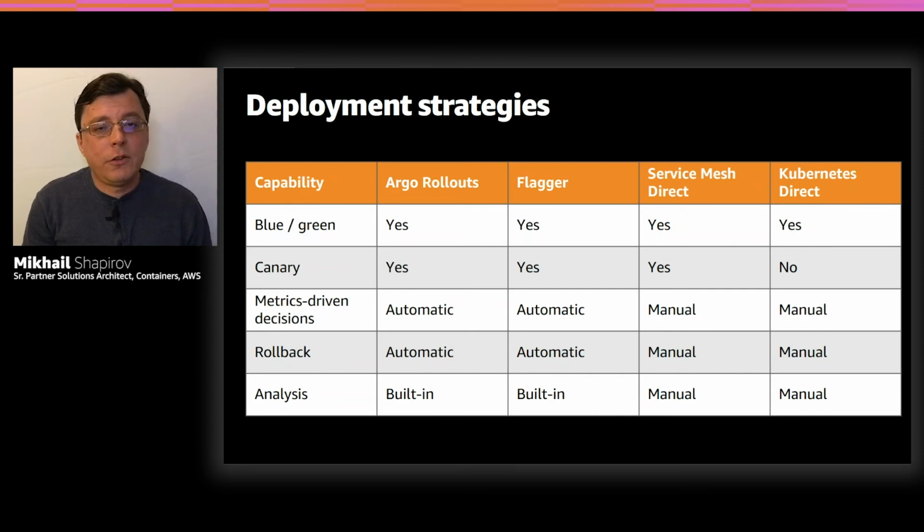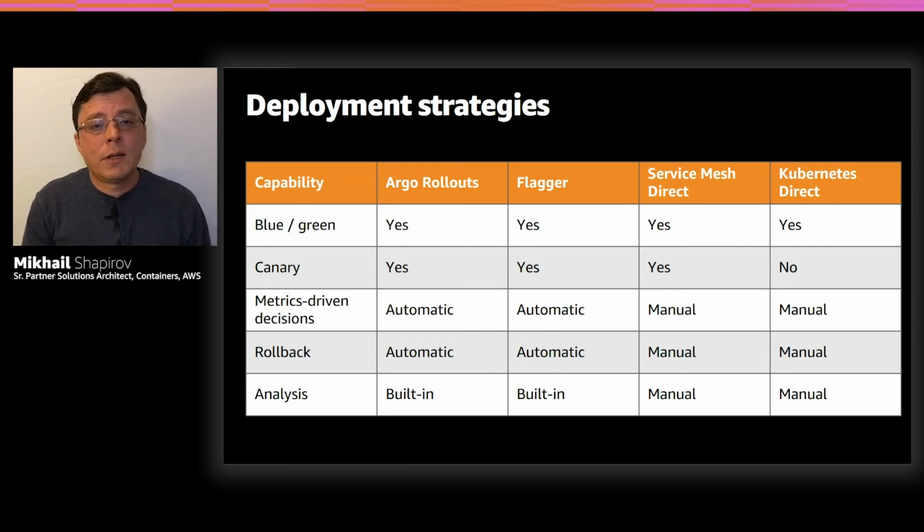You can surely achieve it with Service Mesh and even Kubernetes Direct. For instance, App Mesh, as well as Istio, allows traffic control, and you can achieve blue-green deployment and canary as well pretty easily, but it's not fully automated, and it's nowhere near the level of convenience that you can get with Argo Rollouts or Flagger.